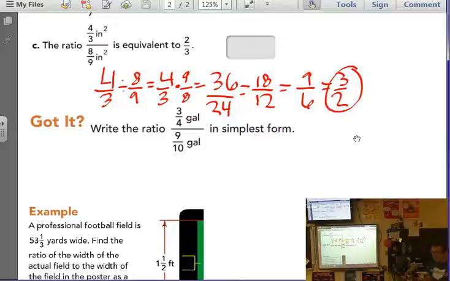Okay, Andrew. Sorry, hold up. Are there any questions on the Got It or on Part C? Are we allowed to reduce it to 1.5? Yeah, you could make it 1.5. That's totally fine. Or 1 and 5 tenths if you say it properly.